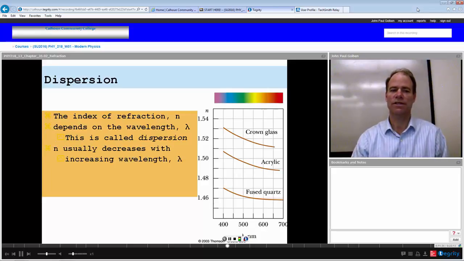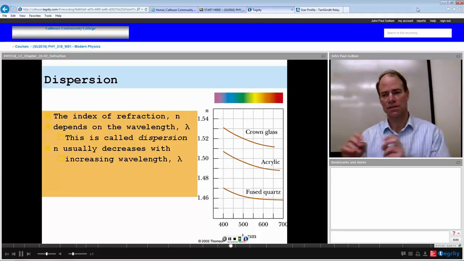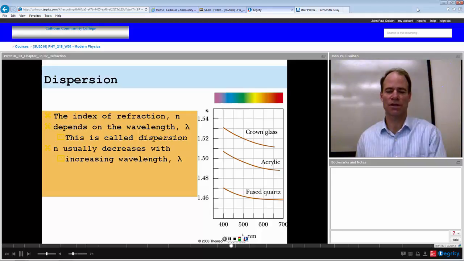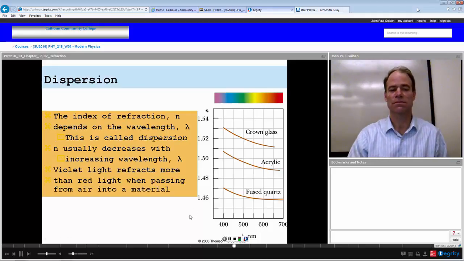N will usually decrease with increasing wavelength, or in other words, N will decrease with decrease in frequency. N will go as your frequency. So the higher the frequency, the higher the index of refraction. The lower the frequency, the lower your index of refraction. It decreases with increasing wavelength. Violet light will refract more than red light when passing through a material.